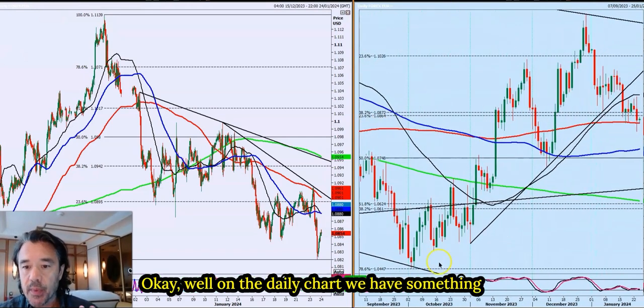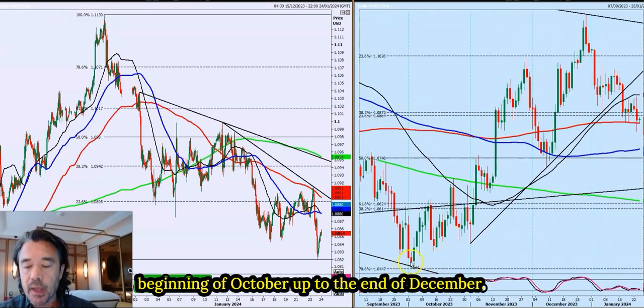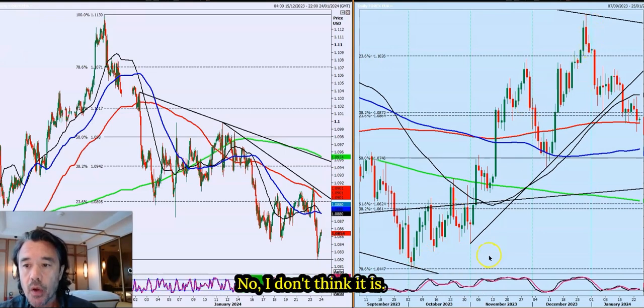Okay, well, on the daily chart, we have something of a bull trend, which stretched from the beginning of October up to the end of December. Is that bull trend still relevant? No, I don't think it is.